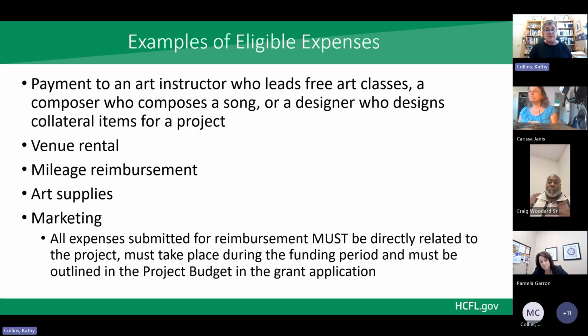Examples of some eligible expenses. These are just examples. If you, for example, pay an art instructor, if you pay for a composer to compose a song for a concert, or a designer who designs your pamphlets and flyers for your project. You can also get mileage reimbursement, art supplies, marketing. You just have to have the receipts to show what you spent your money on and how you paid for it.